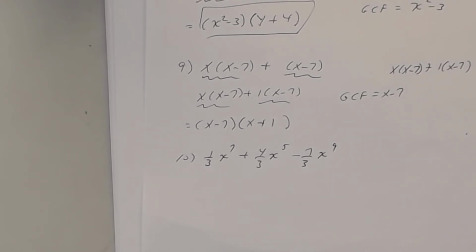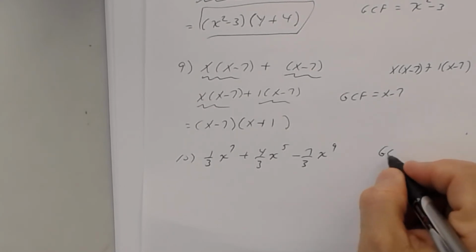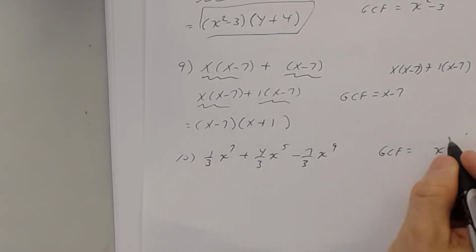Okay? Now forget about the coefficients right now. Forget about the 1/3, forget about the 4/3, forget about the negative 7/3. Look at the variables. Do I have the same variable in all three terms? Yes, so my GCF is going to contain an x, right? Question is, how many do I need? 5 of them. So it'll be x to the 5th. That's going to be part of my GCF. So far, my GCF will contain x to the 5th.